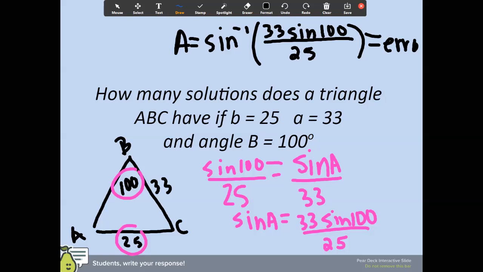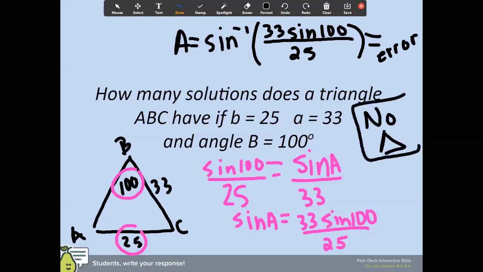So this gave me error. So that means that there are no triangles, 0 triangles, okay? Now, if I just work out what I put in my sine inverse, if I do 33 sine of 100 over 25, that gave me this part right here, just so you understand why this is happening.